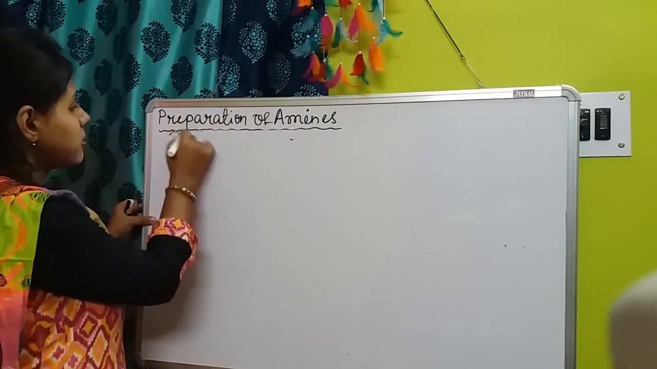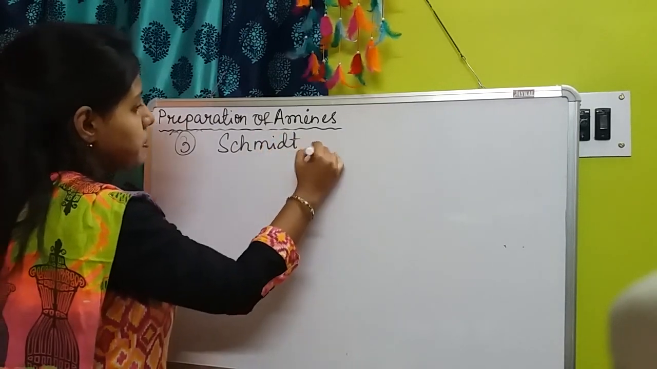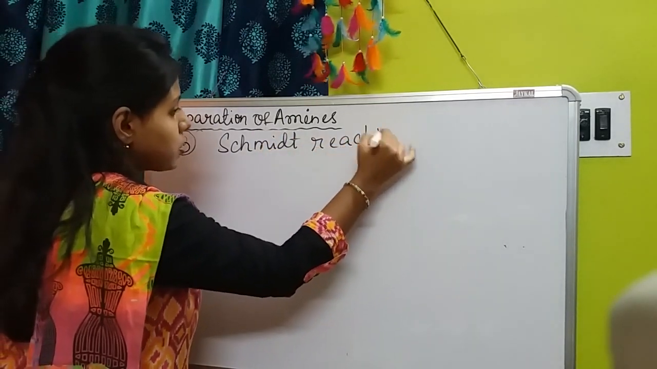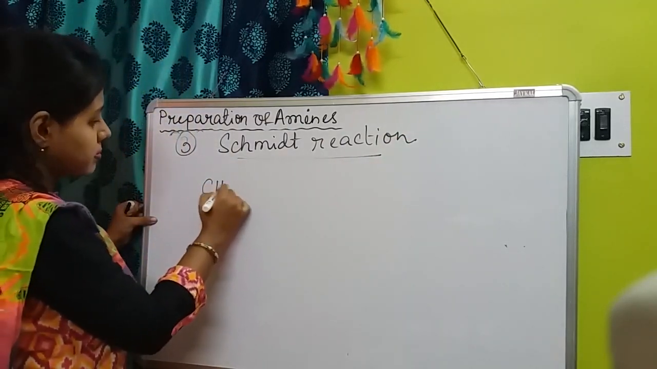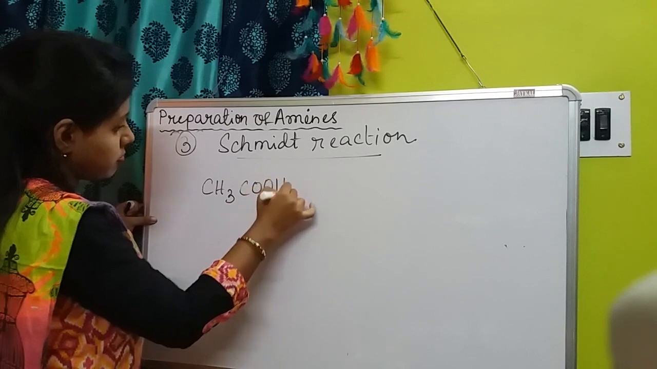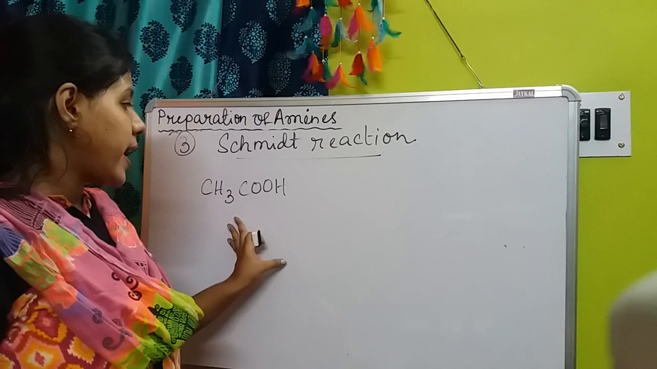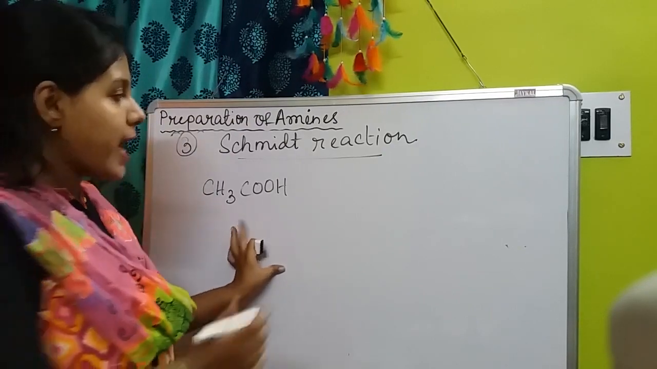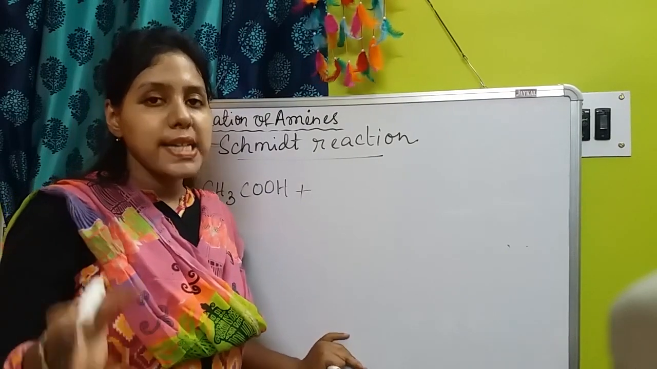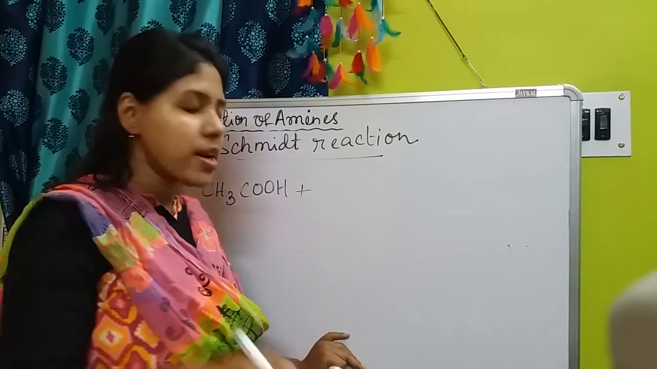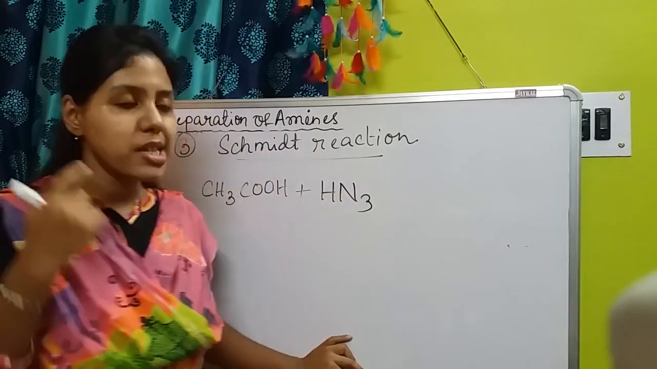Number 3, Schmidt reaction. It is starting from a carboxylic acid. Just like here I have taken acetic acid, and it should be reacted with hydrazoic acid. It should be reacted with hydrazoic acid, that is having the formula HN3, not NH3.